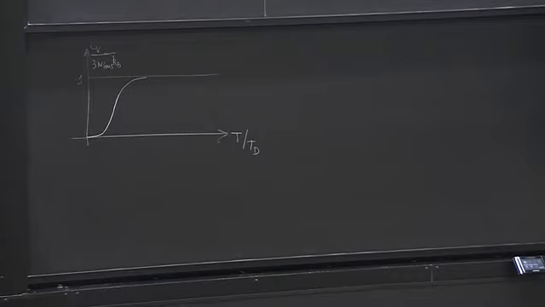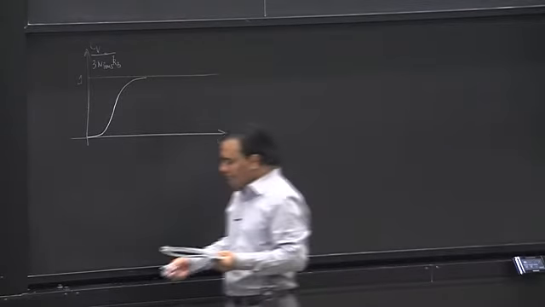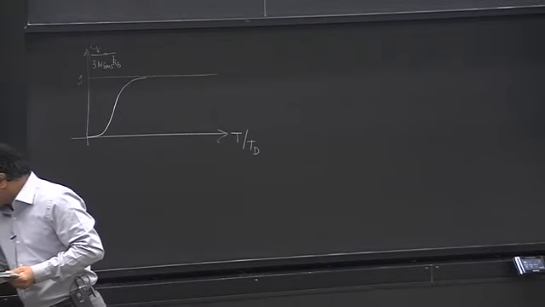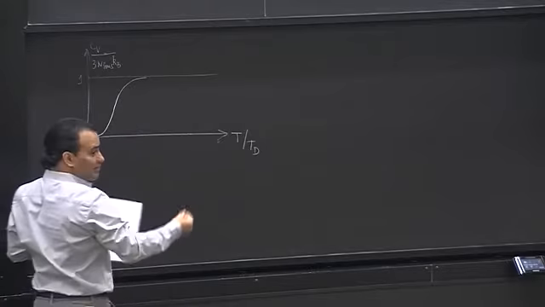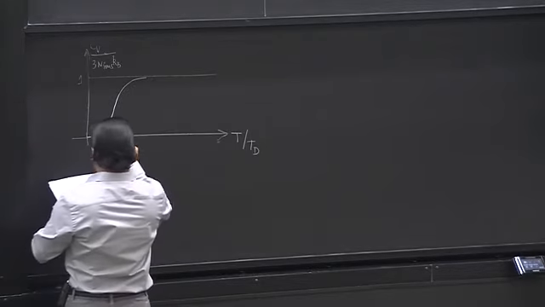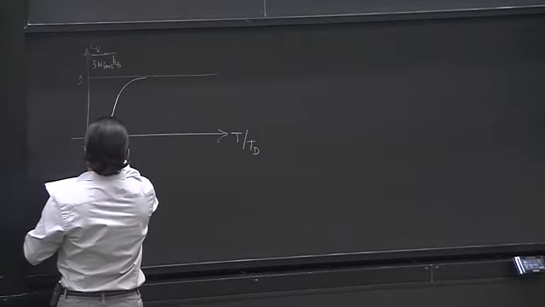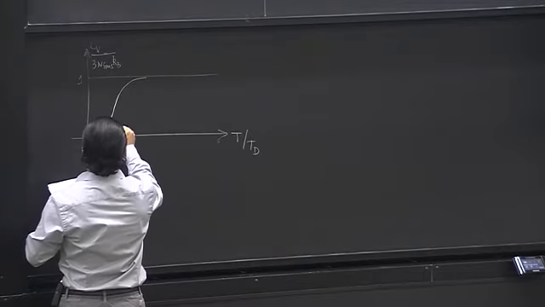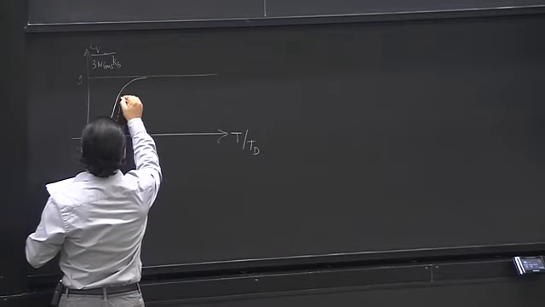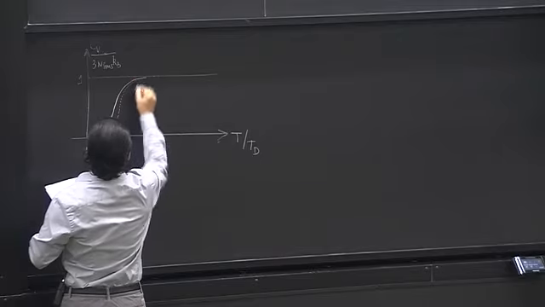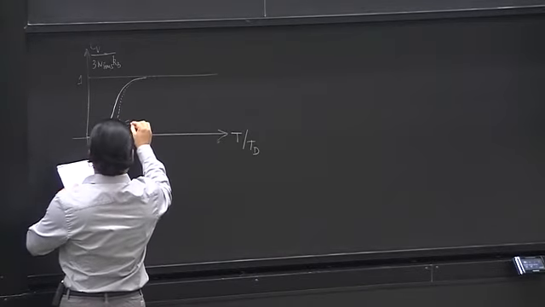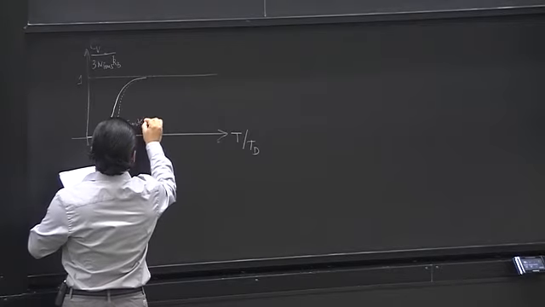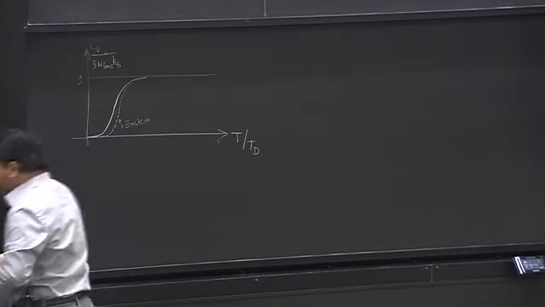Now, there is another approximation that actually came before Debye, and that was a calculation by Einstein. There are many models. The Einstein model behaves something like this. So this is the Einstein model for specific heat, and this is Debye.